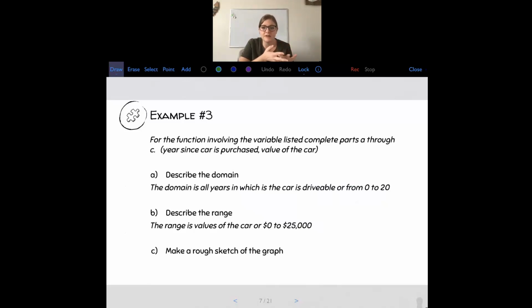So the domain is all years in which the car is drivable, let's say from 0 to 20 years. Describe the range. The range is the values of the car, or from 0 to 25,000. In this case, the new car was $25,000. It could potentially drive for 20 years. And then a rough sketch of the graph. When the car is first purchased, that's when it's at its highest value. And we're saying from 0 to 20 years when it reaches a value of 0. So the graph would look something like this.